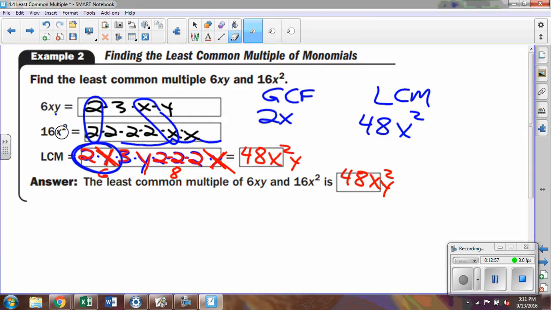Similarly, we'll start looking at other variables. Here we have y, and what's the exponent on it? 1. If you do not see an exponent, it's understood that there is only one of them. But what about down here with 16x squared? How many y's are there? 0. And so this would be y to the 0 power because there are 0 of them there.